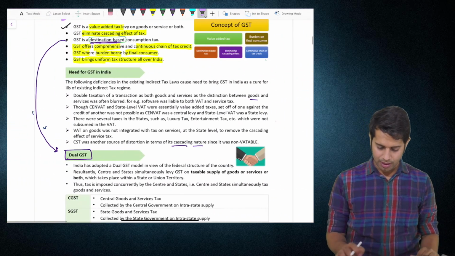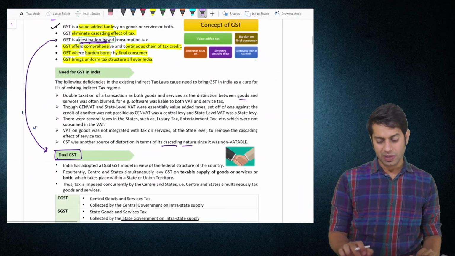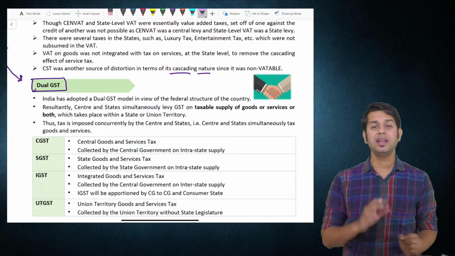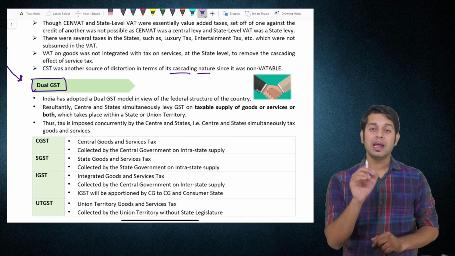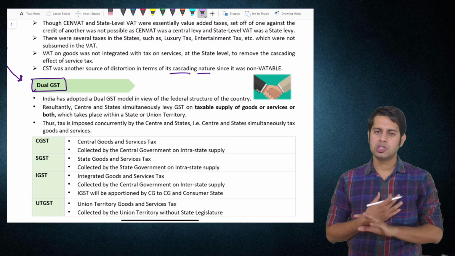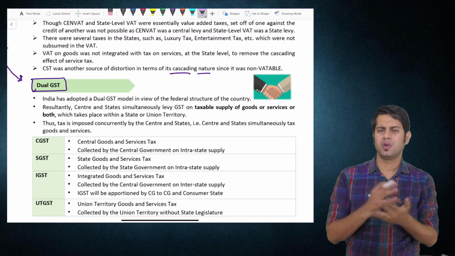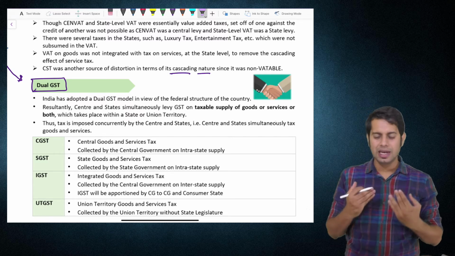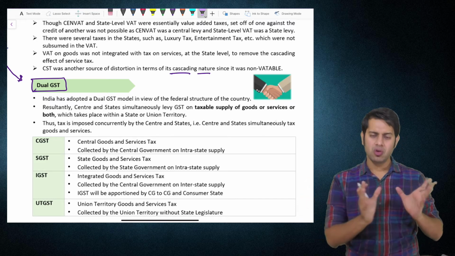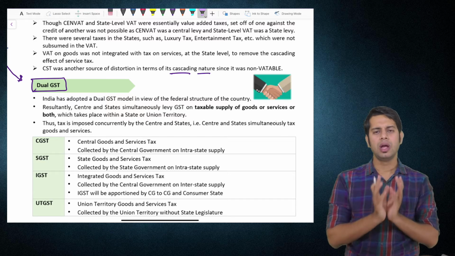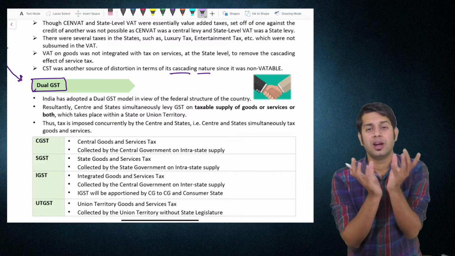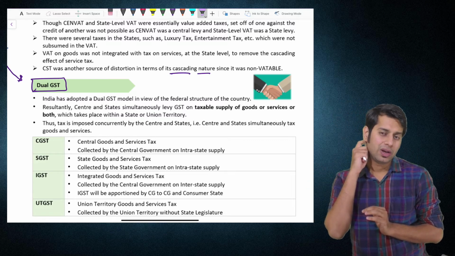So, why did India adopt this dual GST model, sir? Why didn't they adopt the single GST model wherein the tax will directly go to the central government and then the central government will distribute the amount to different people? This is because India has a federal structure. In India, the powers are distributed to both central government and state government. State government has its own power. They can have their own legislature, etc. Central government has its own power. So it is because of the federal structure of the Indian government which we have.